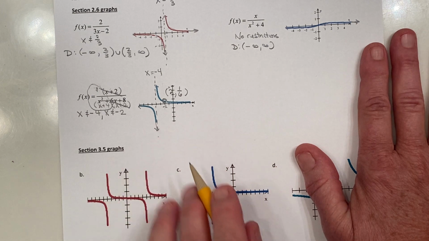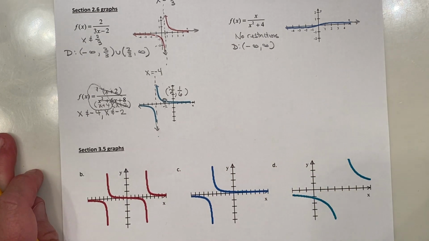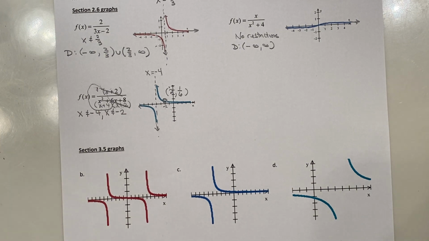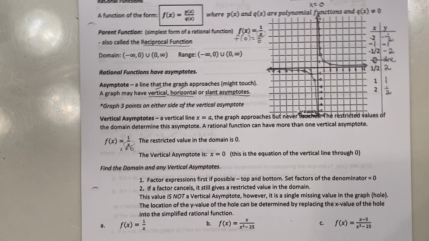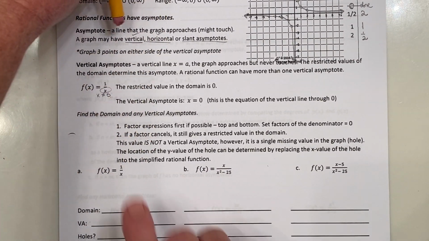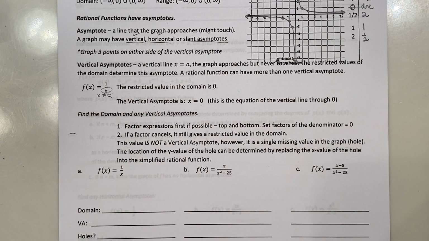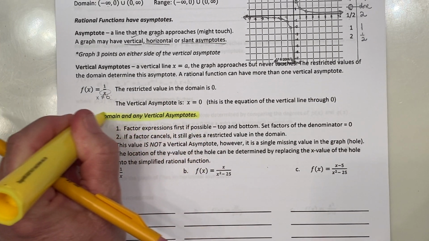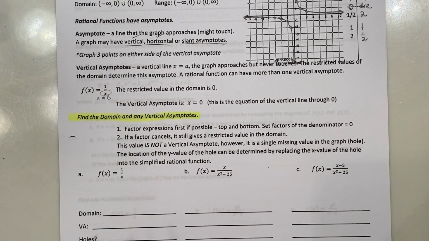All of these ideas are going to help us when we go to our main objective today, which is to graph a rational function. All right, so let's return to our notes and do some practice with all that we've just done. So here we want to find the domain and any vertical asymptotes. And these are the steps that we're going to take to do so.